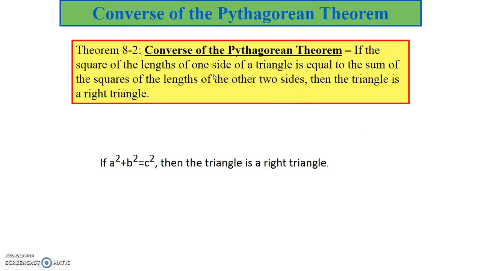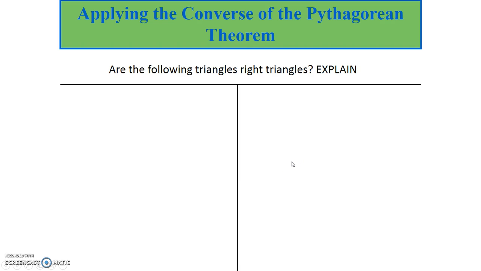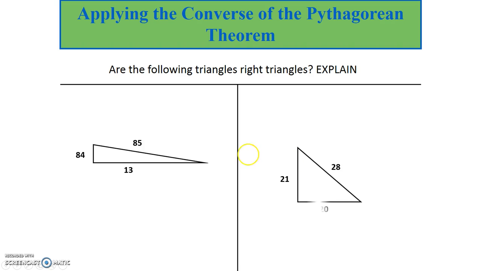Alright, next is the converse of the Pythagorean theorem. So basically, if a squared plus b squared equals c squared, you do that, then the triangle is a right triangle. So we don't know initially if it's a right triangle, but you do this, and that's true, then it's a right triangle.